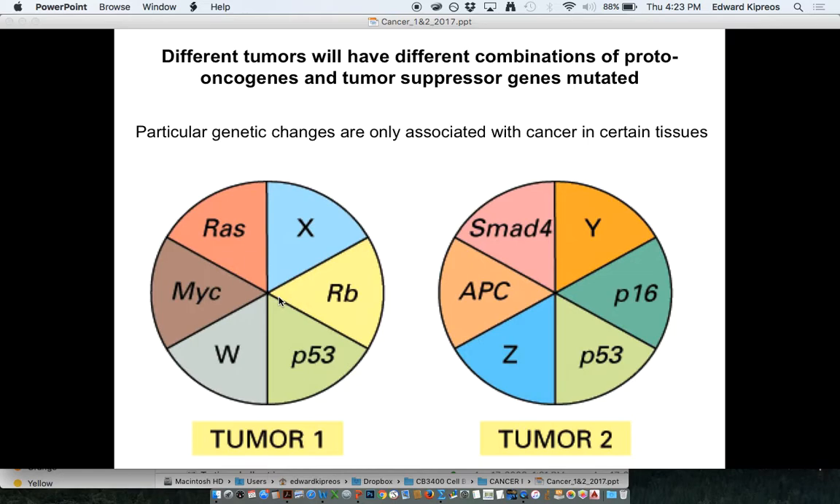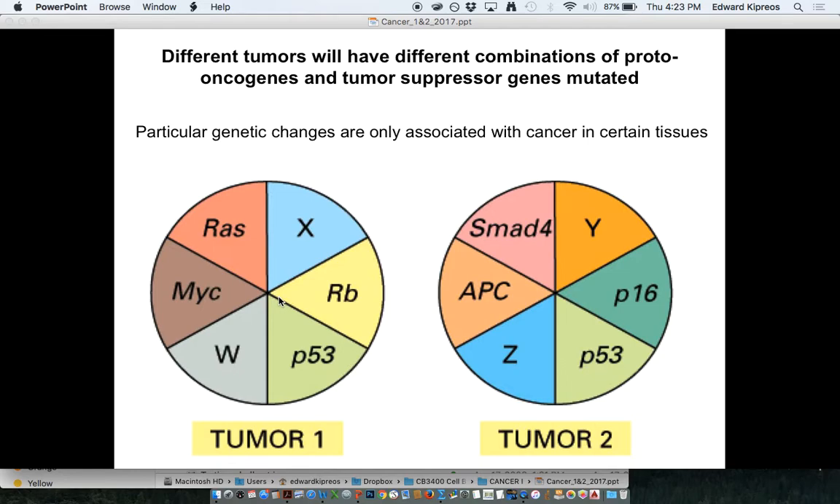Okay, so as I said, the different tumors are going to have different mixtures of oncogenes activated or tumor suppressor genes inactivated, and these things are going to vary between tumors, but it's not all random. Certain tissues will have a high likelihood of certain tumor suppressor genes inactivated and oncogenes activated. And different tissues are going to have a different mix. Like, here's p16, another tumor suppressor gene, but not RB, right? And this one has APC mutated.